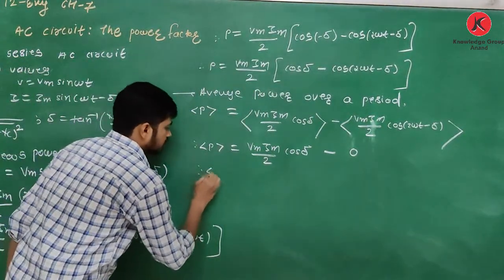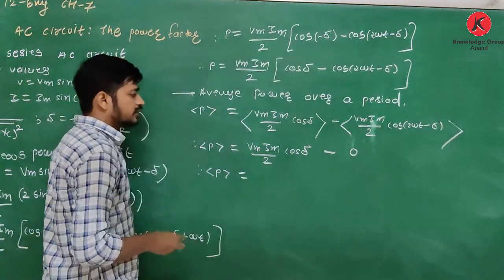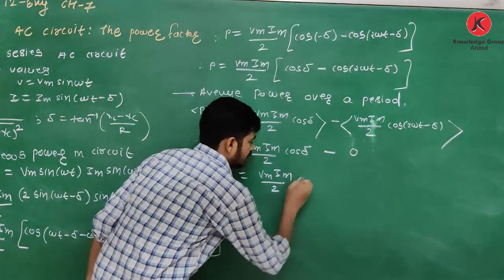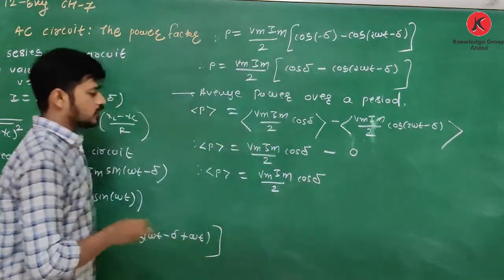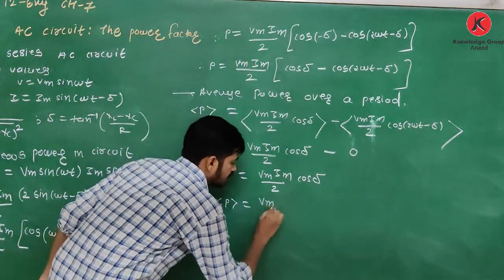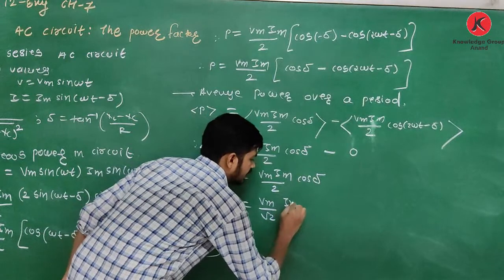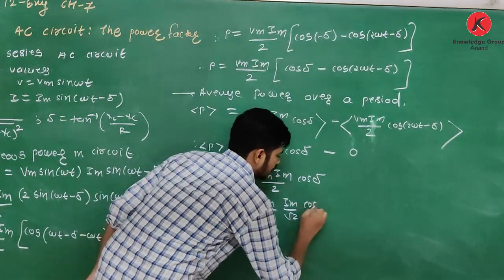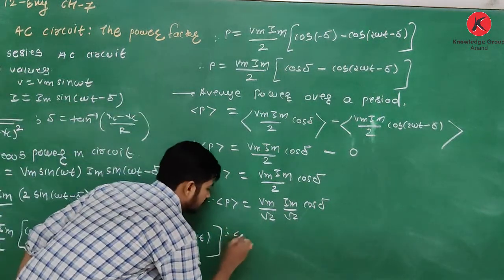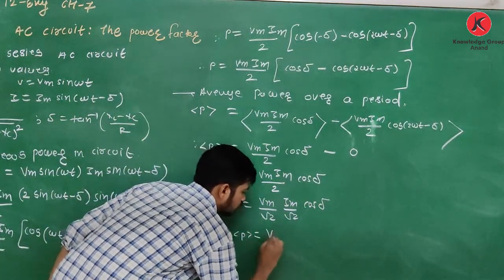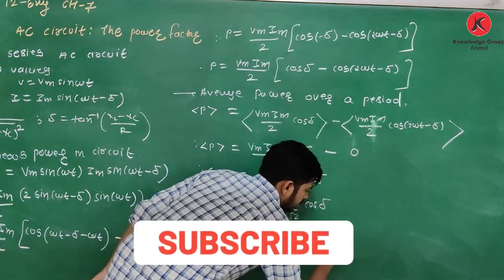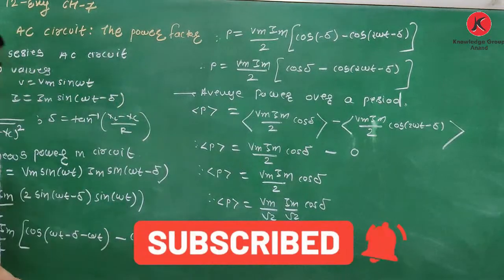So here, what is the equation of average power? The equation of average power P is equal to Vm Im divided by 2 cos del. Also, I can write this equation as P is equal to Vm upon root 2, Im upon root 2, and here it is cos del. So therefore P is equal to Vm upon root 2, that is Vrms, Im upon root 2, that is Irms, and here it is cos del. Clear about this?